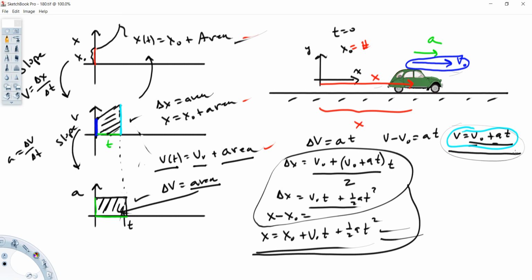Anyway, this is just meant to be an introductory video in deriving equations of motion, using non-calculus methods. So I hope that this gives you a little bit of a sense of how to do that.